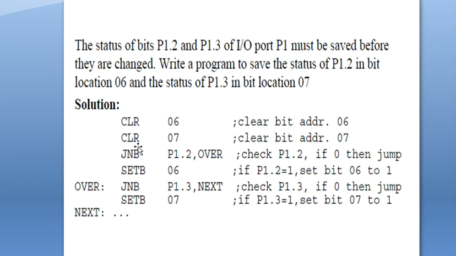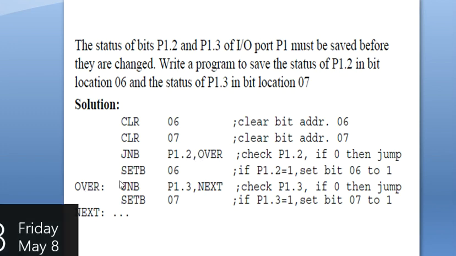So CLR 06, CLR 07. These are the locations where we are going to store the status of P1.2 and P1.3. Before storing that status, you just have to clear them, right? So that's what has been done. Next, SETB 06, right? Before this, they are doing JNB P1.2, OVER. In the sense they are checking whether P1.2 is 0 or 1. If it is 0, then it has to jump to location OVER. So it will jump to this one.